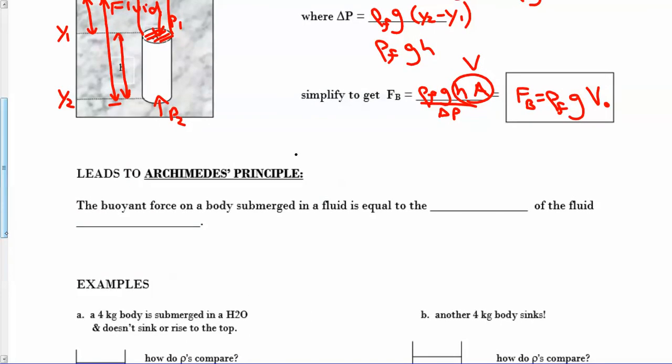Which leads us to Archimedes' principle. Archimedes' principle says that the buoyant force on a body submerged in a fluid is equal to the weight of the fluid displaced. Now, that has an important consequence, because what that's saying is that F_B is equal to F_G of the displaced fluid. So this is the displaced fluid, not all of the fluid. So if you know the weight of the fluid displaced, then you can also tell the buoyant force.